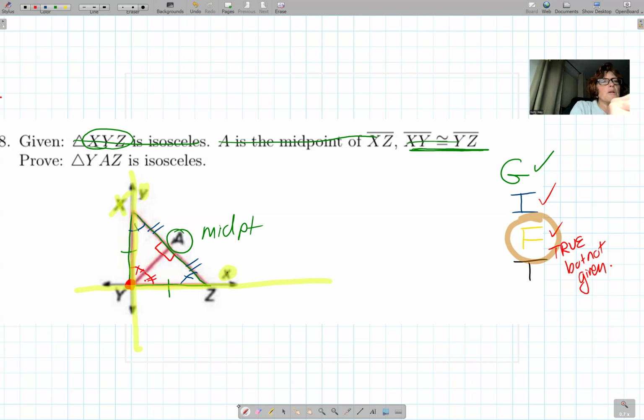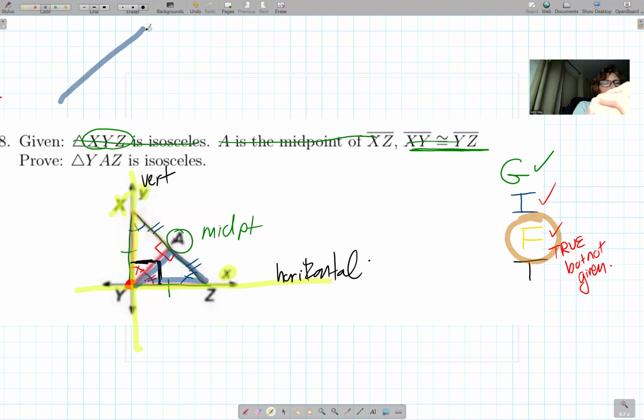And because by their nature, they are vertical and horizontal, of course, this being completely vertical and this being completely horizontal, that indirectly implies that there's a right angle here because vertical and horizontal. Therefore, we're trying to prove that triangle YAZ is isosceles.